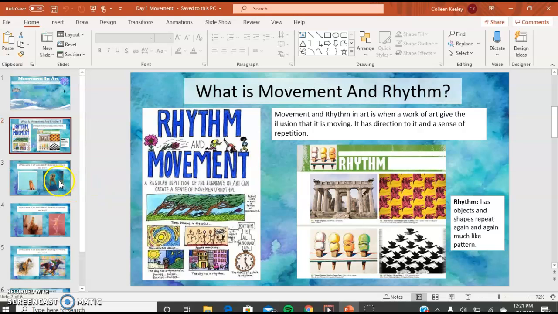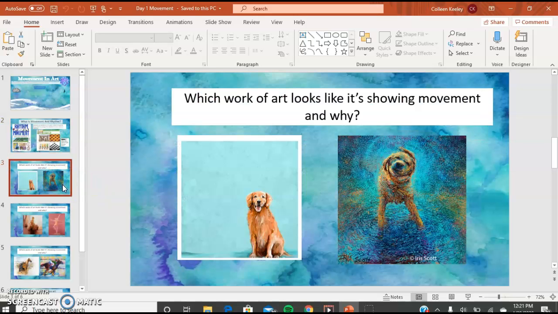Okay. Just to give you a little bit more of some examples, here are two similar artworks, both of golden retriever dogs, both with a bluish background. One of them is showing movement and one of them is not showing movement. I'm not going to necessarily tell you which one is or is not, but to me, there's one that really looks like it's showing a lot of movement. It's not just sitting there. So maybe you can discuss it with a family member or to yourself and decide which one you think is showing movement.